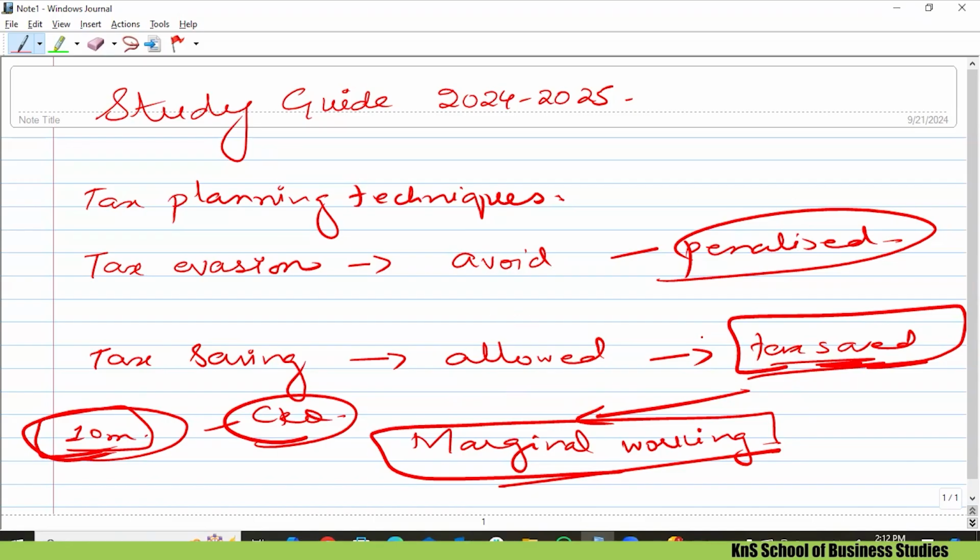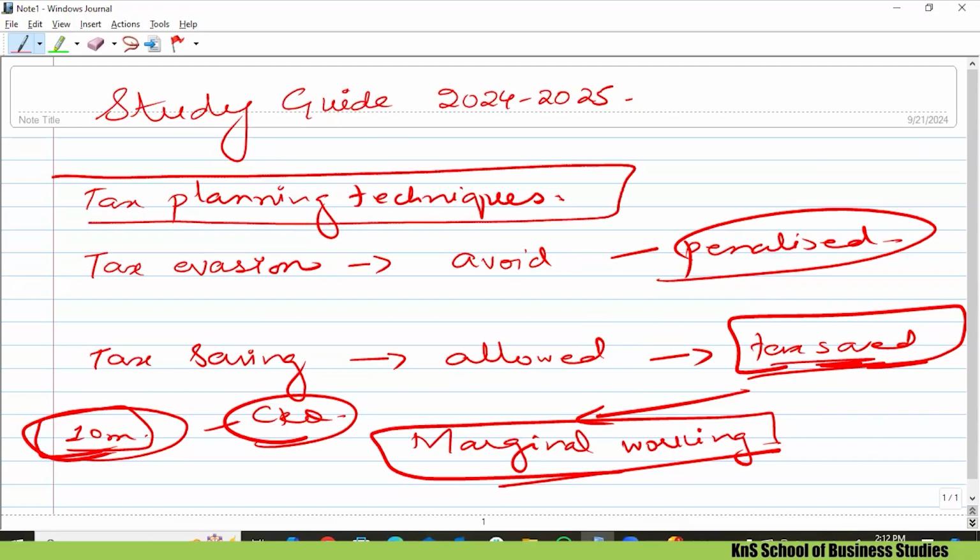So how will you be able to tell what the absolute amount of tax saved is? You will be able to tell that if you know the tax planning techniques, and you can use this in your real life as well. So now let's move forward towards some other cases.